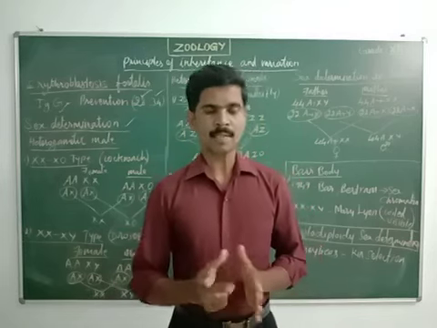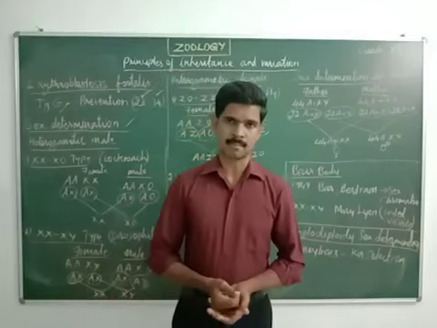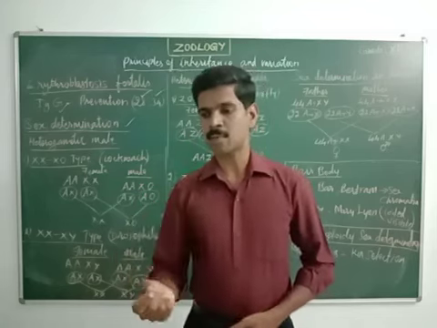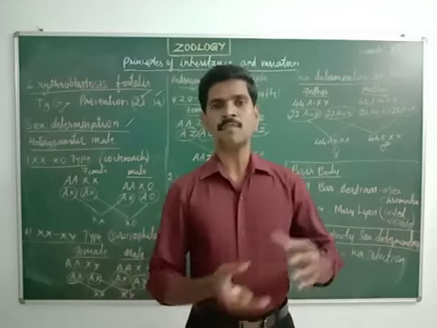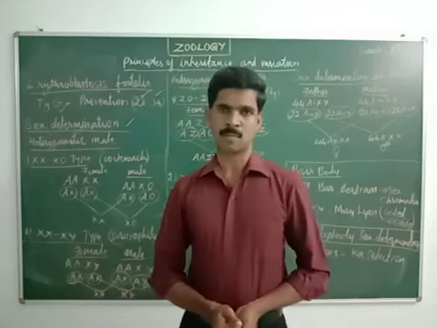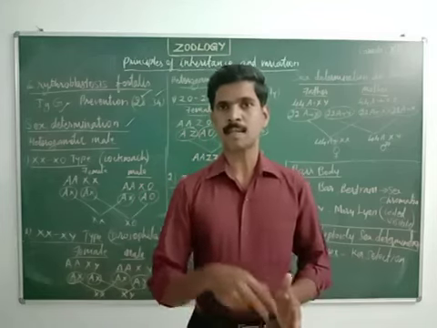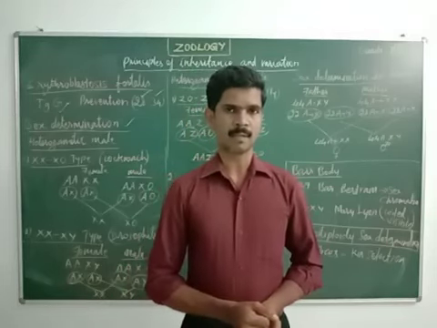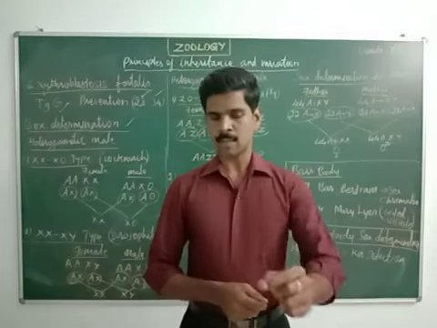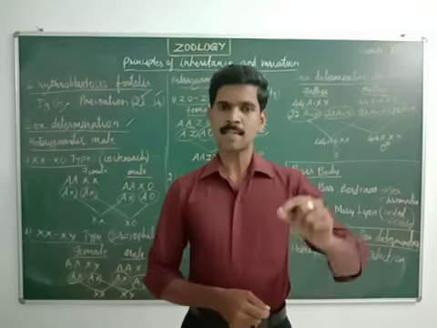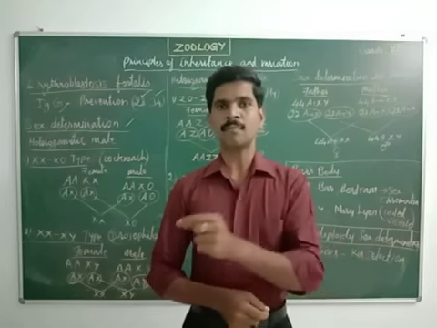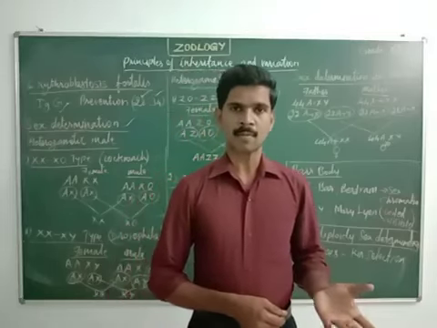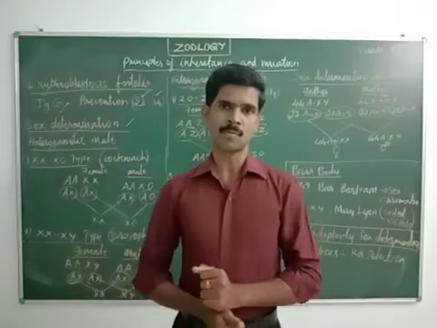Actually, the sex chromosomes are classified into two types. In some organisms, if the male produces similar sex chromosomes, the female produces dissimilar sex chromosomes. If the male produces dissimilar chromosomes, the female produces similar chromosomes. So in some organisms, the male body has similar chromosomes, or the male body has dissimilar chromosomes and the female body has similar chromosomes.